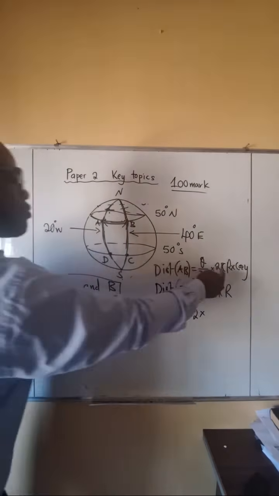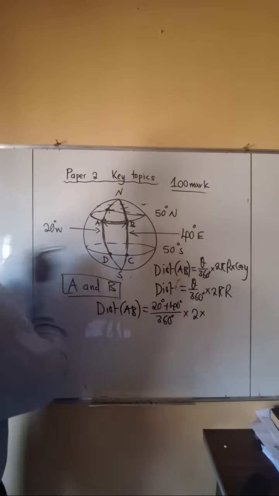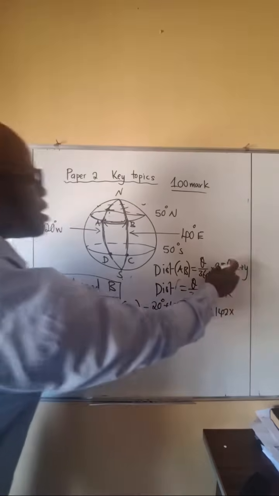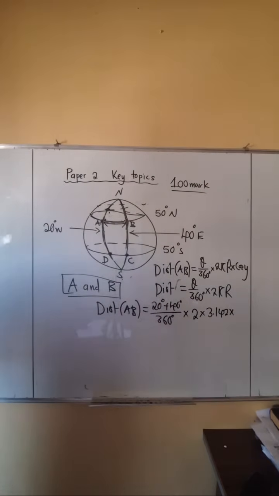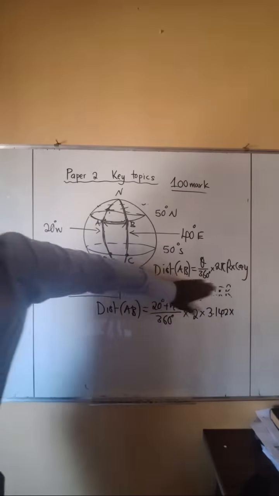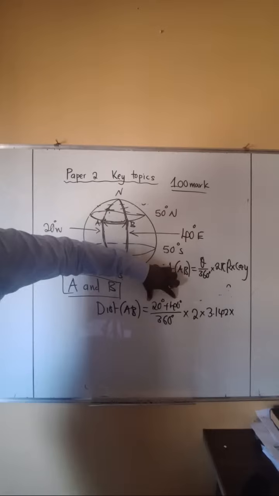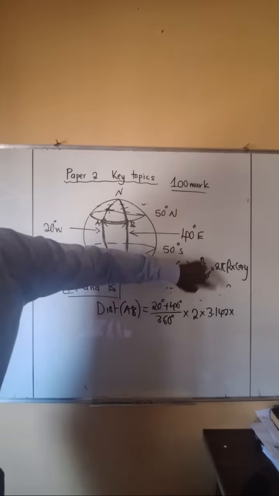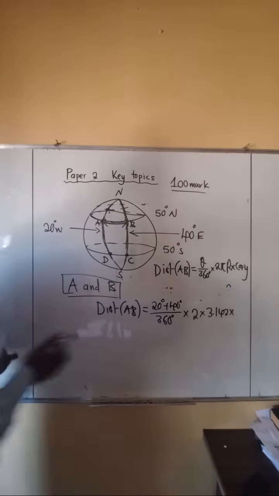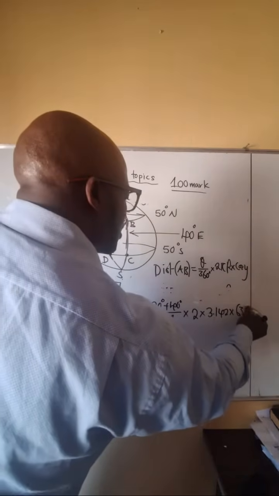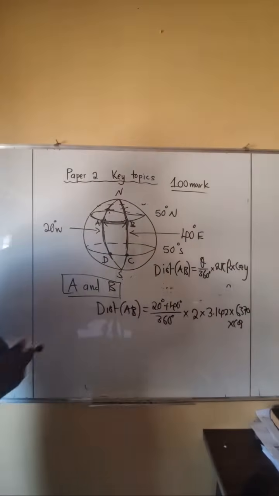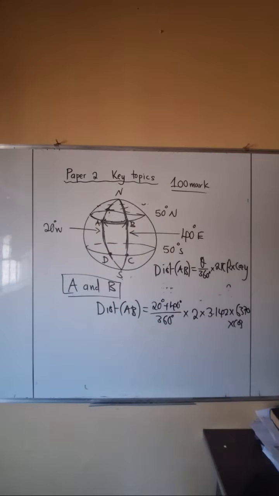This pi you are given in an exam question, they always give you. It's 3.142 times the R, which is the radius. You are always given these. The only thing you need to calculate is the value of theta. 2 is there, pi you are given, R you are also given in an exam question. In this case they gave us 6370 times cos.